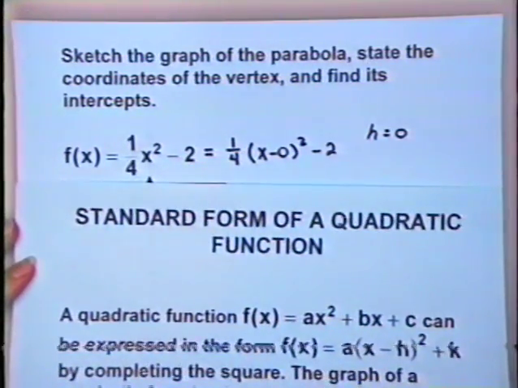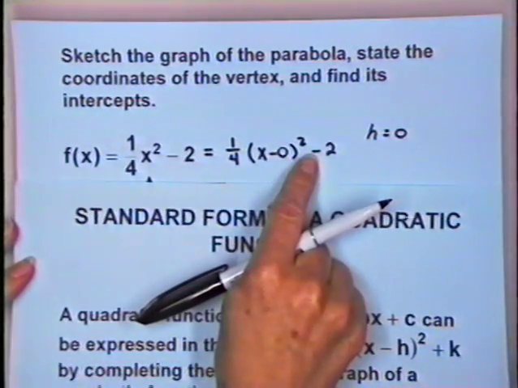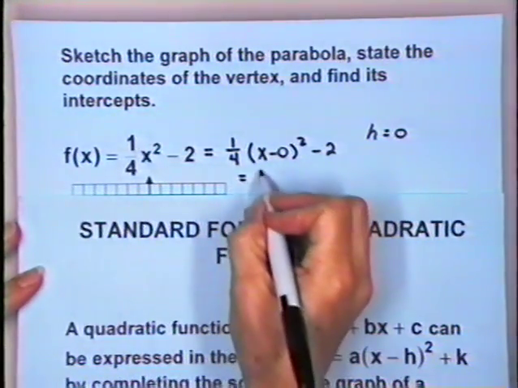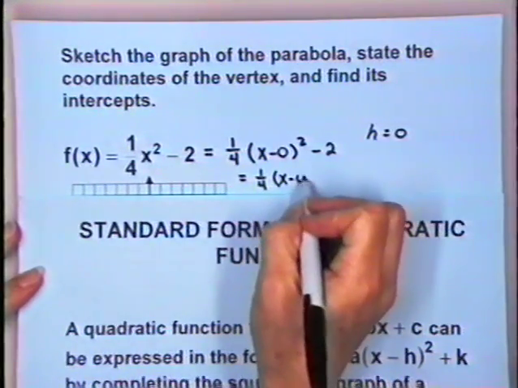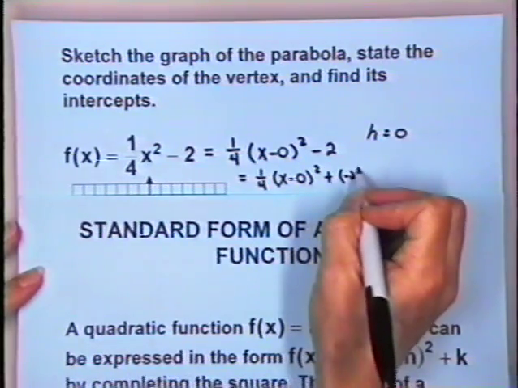Now the other thing I want you to notice here in this form is this says plus k. Now what I have here is a minus 2. Recall that I can rewrite a minus 2 as plus a negative. So I'm going to do that for emphasis here: 1/4 times x minus 0 squared plus a negative 2.